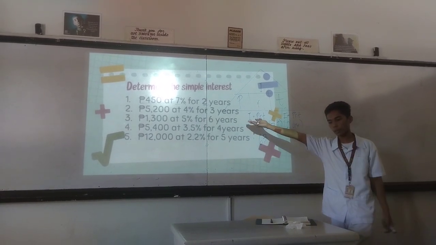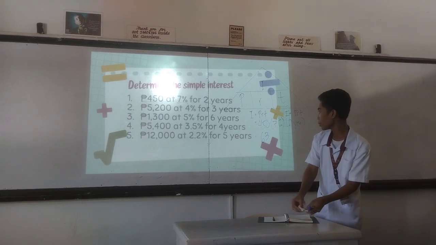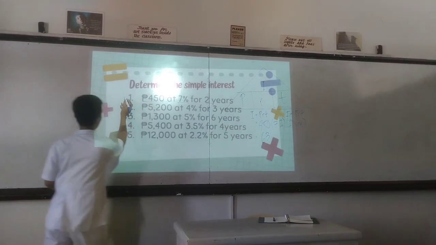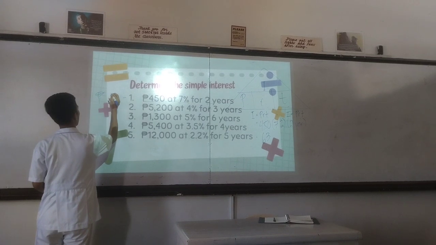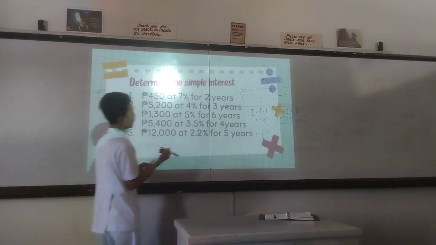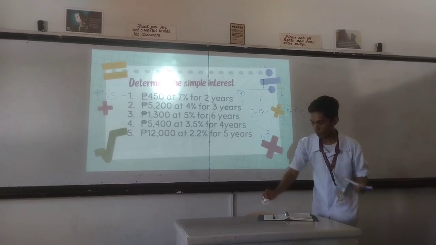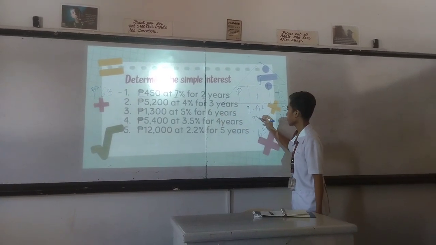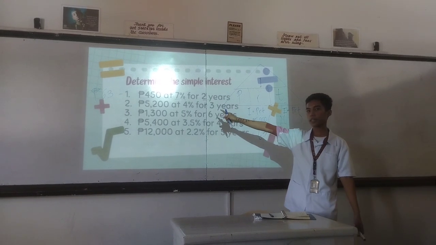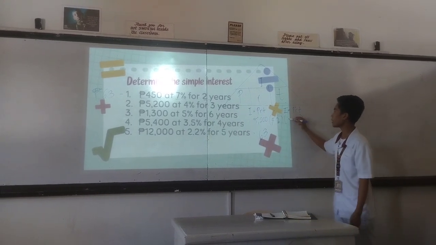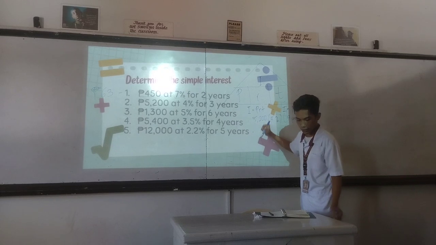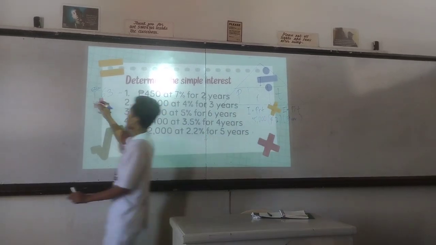So the same with the example. Again, that's number 2. Then for number 2, again, I just substitute the givens: 5,100, then 4% rate of interest, and the time. So the result is 624.